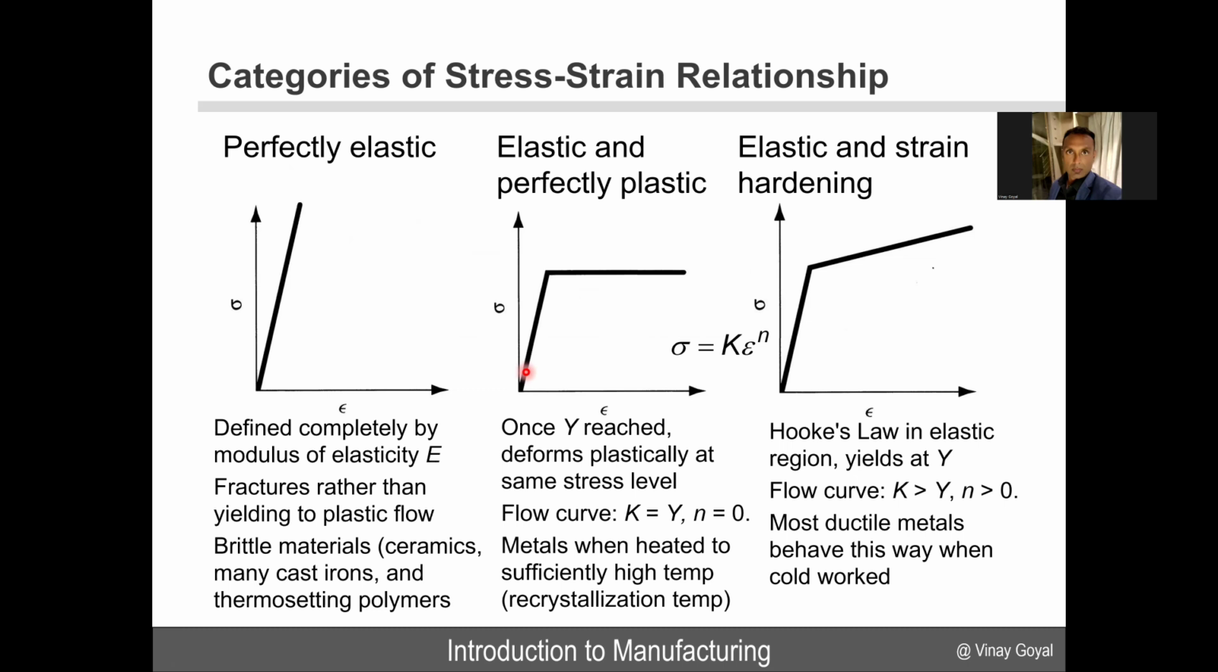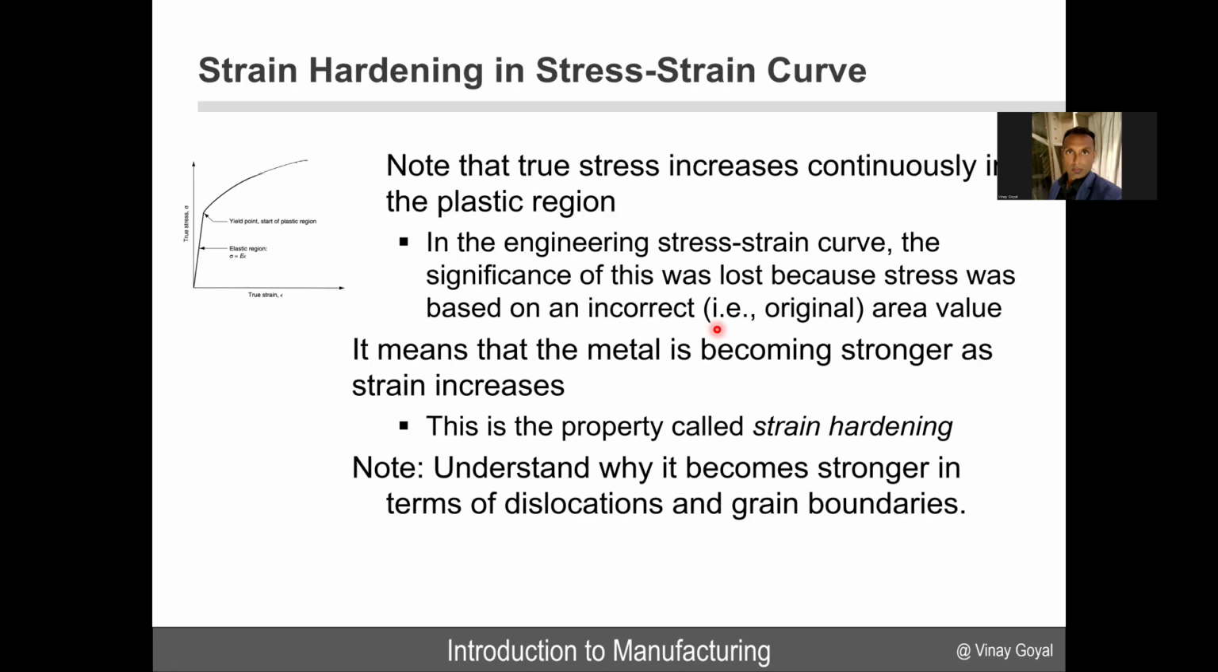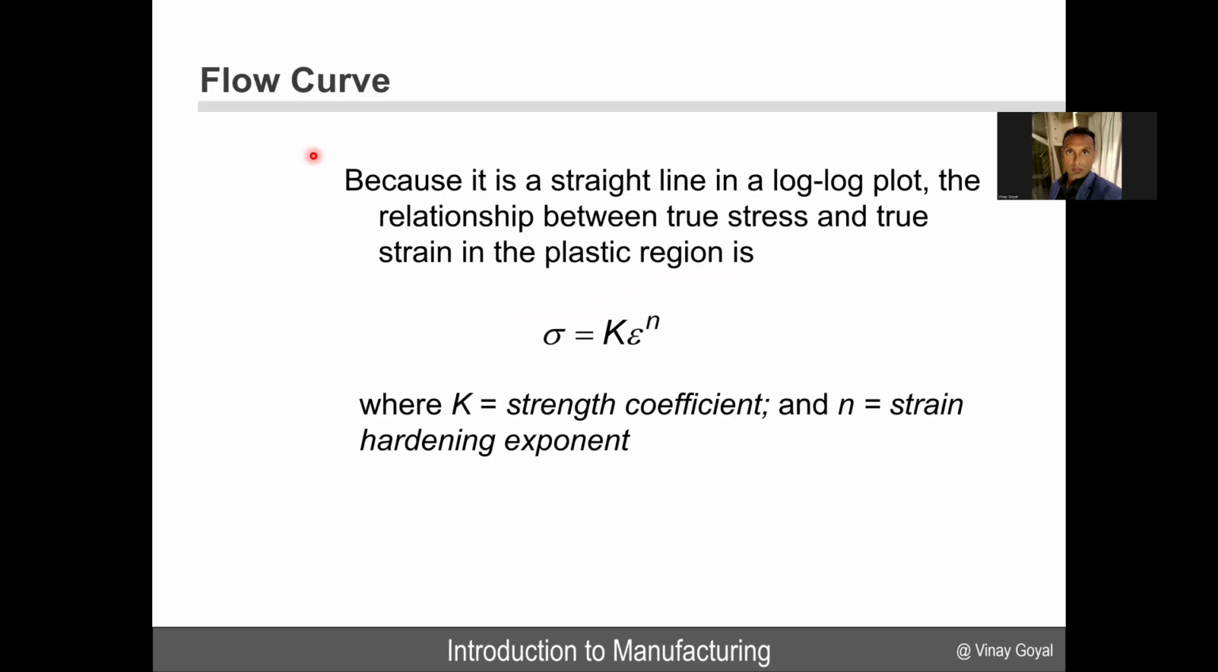In the second case, n will be equal to 0. We call this elastic and perfectly plastic. Once the yield value is reached, the material deforms plastically at the same stress level. And the flow curve in this case becomes K equals Y, the yield strength of the material, and n is 0. So this will happen when metals are heated to sufficiently high temperatures, let's call that the recrystallization temperature, that's how they may behave. The third kind of curve is somewhere in between, right? Which is the curve here that I'm showing, but it's simplified with a bilinear law here.